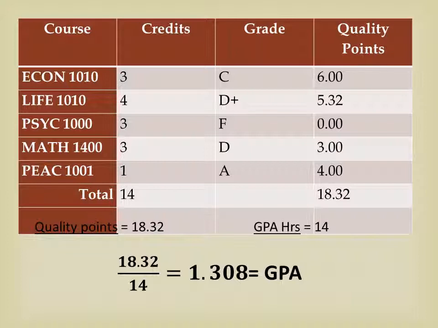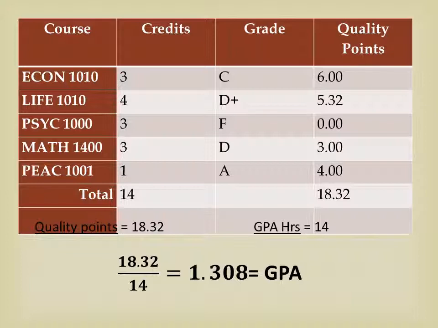But here's an example of a semester. So let's say this was my fall semester, this past fall. I took Econ 1010, Macroeconomics. I took Life 1010, General Bio. I took Psych 1000. I took Math 1400, the college algebra course. And I took PEAC 1001, that's a 1-credit physical health class. And so those are my grades there, and I have the credit hour breakdown. And then I see the quality points, like we just discussed.